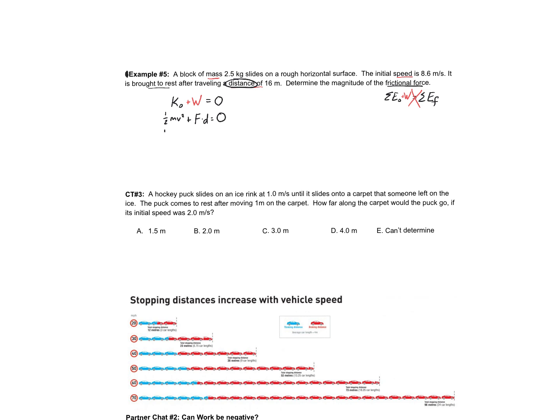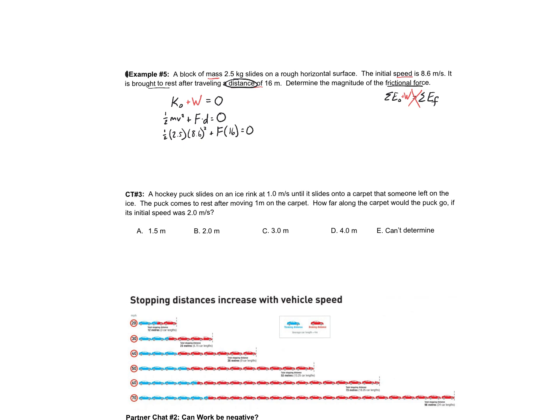So at this point, I can just go 1/2 times the mass, which is 2.5, and then times the speed, which was 8.6 meters per second squared, and then plus the force, that's what we're looking for, the frictional force, that's what's causing it to slow down, times the distance, which is 16, and then that should all equal 0. Now at this point I should be able to just put that all into my calculator. If I go 0.5 times 2.5 and then times 8.6, remember to square it, okay, that'll give me 92.45.